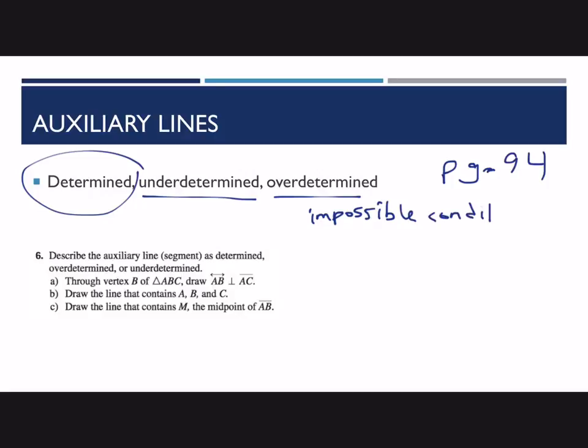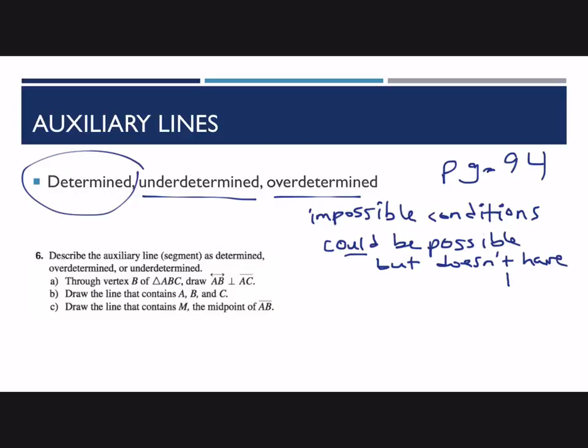And then I also want to add to this, it could still be possible, but it isn't necessarily true, so it doesn't have to be true. So whatever we've drawn could be possible, but doesn't have to be. All right, so we want to avoid these second two situations. All right, so let's do some examples.